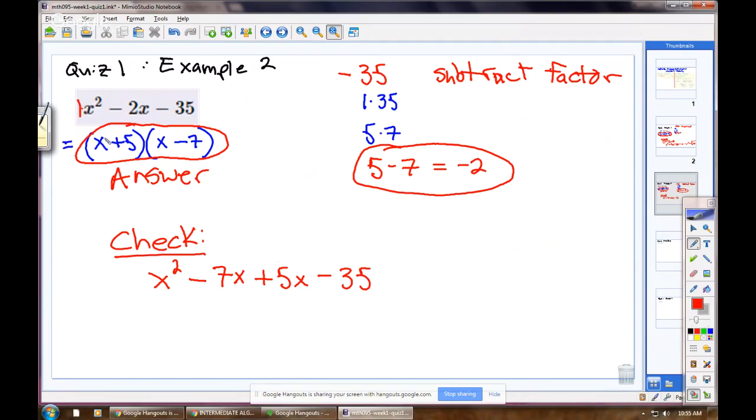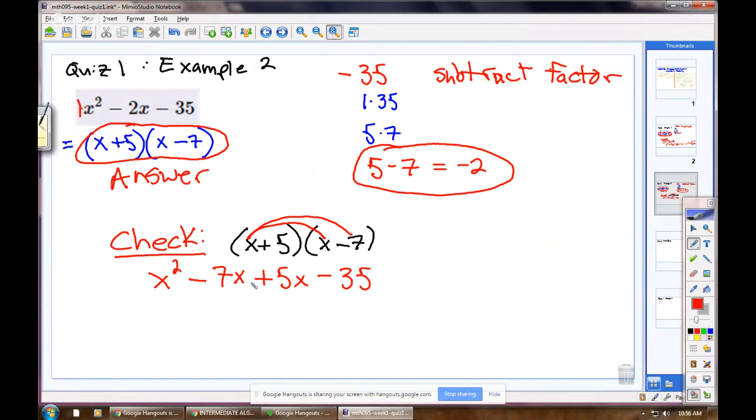Now, I skipped rewriting this. That's not necessarily a good thing. I probably should have done that. So backing up to double check I did it right. Rewriting what I think the answer is. And the main reason I'm rewriting it is because distributing is a challenging piece of work. Sometimes it's nice to draw lines to make sure you got each piece. X times x is x squared. X times negative 7 is negative 7x.